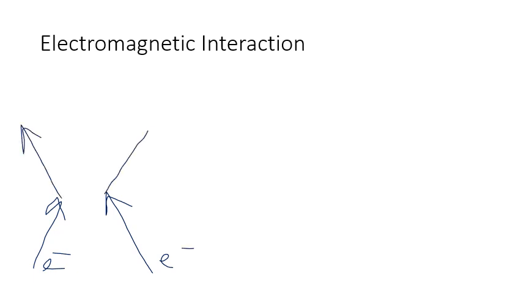Okay, let's have a look at how the electromagnetic interaction works. Let's imagine we've got an electron, and another electron. Those two electrons are going to repel each other. How did they repel each other? Well, we imagine that they've exchanged a virtual photon. The gamma symbol is the symbol for any photon, not just a gamma photon.